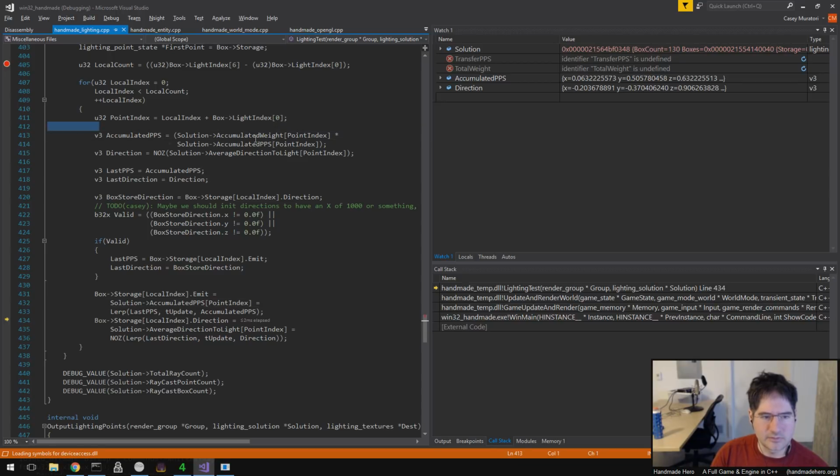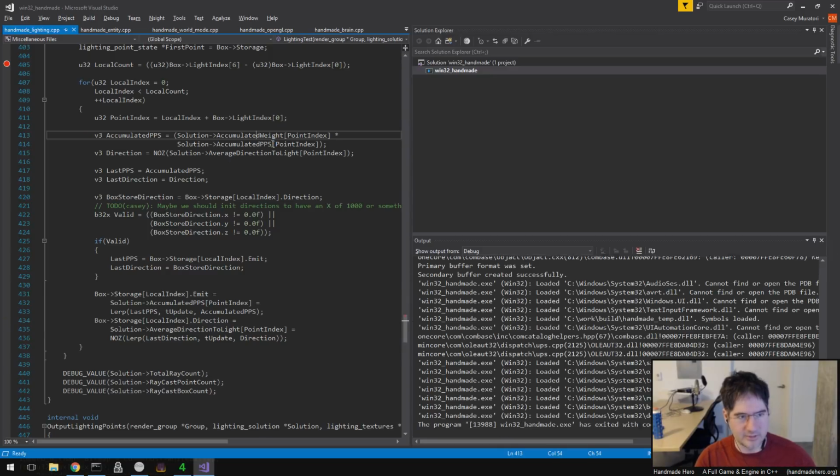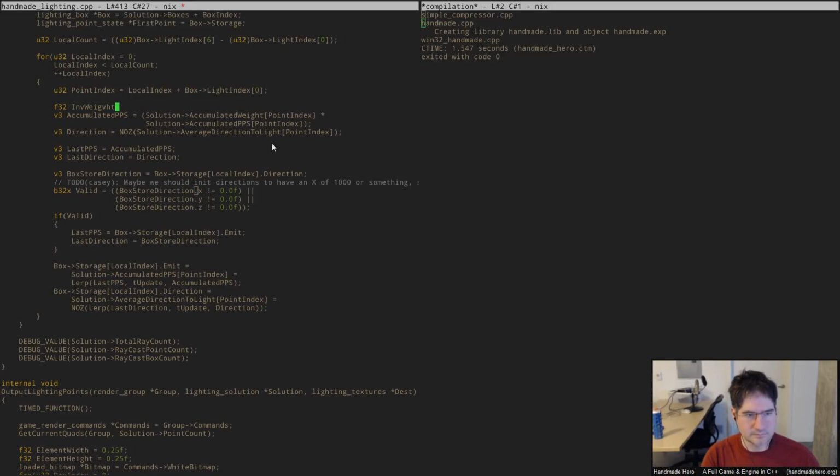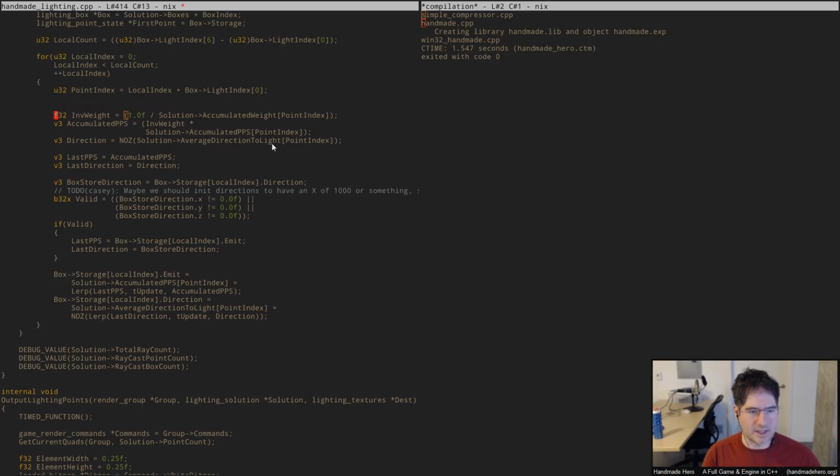Oh, and this is also backwards. Wow, there's just a lot of bugs today. A lot of stupid bugs. So yeah, don't know what was going on there, but obviously when you want to normalize something, you don't multiply by the weight, you multiply by the inverse of the weight. So that was multiplying it by 4 every time. No wonder everything was instantly perfectly bright.